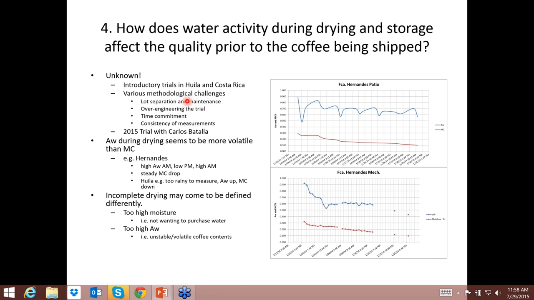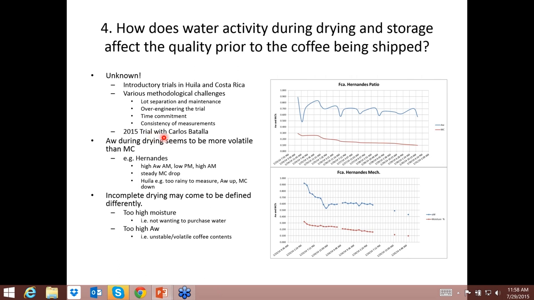One of the early observations is that AW, water activity during drying, seems more volatile than the moisture content. So this was essentially the same coffee. This is in Costa Rica, and we ran a little on a patio, and we ran a little through a mech dryer. And the blue line here is water activity. You can see how it's up, down, up, down, always trending down. Moisture content, you might plateau for a while, but it's pretty steady both ways.